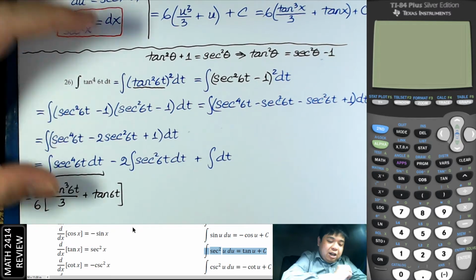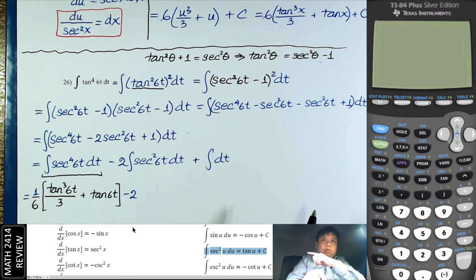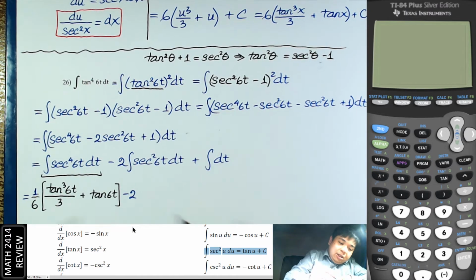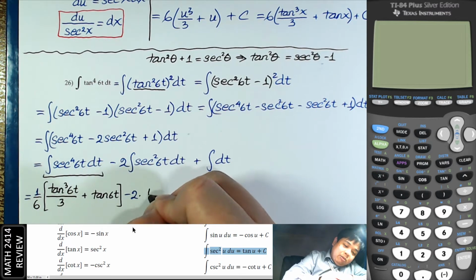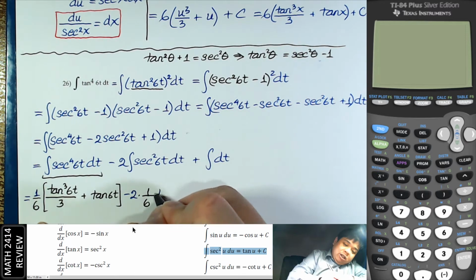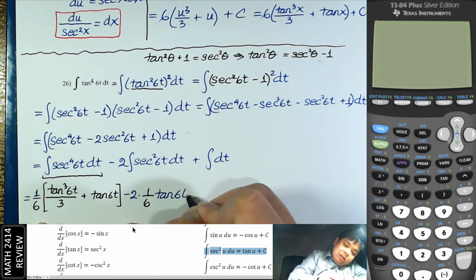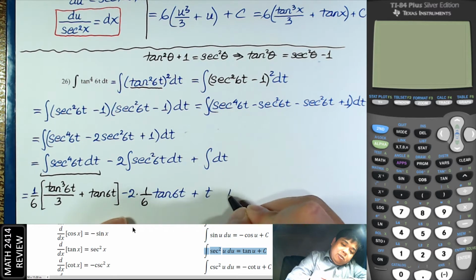Right, so that is that. Next, integral of secant square is tangent. Again, there's a 6 in the way, so we have to divide by 6. And that will be just tangent, and then plus C.